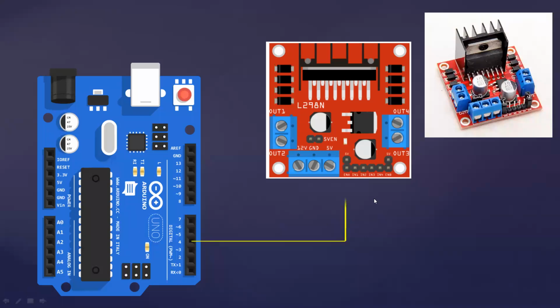Now here, what does enable mean? Basically enable is a logic signal. When I say logic signal, it means that we will supply a 5 volt signal from the microcontroller board. So basically this is a 5 volt DC supply, and this 5 volt DC supply is nothing but one pulse.